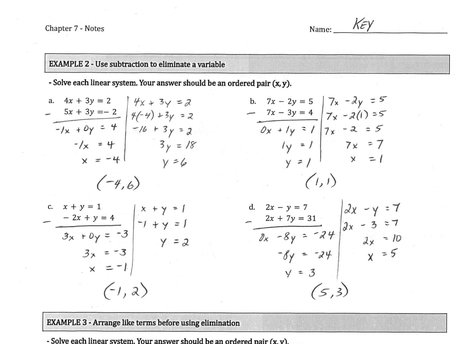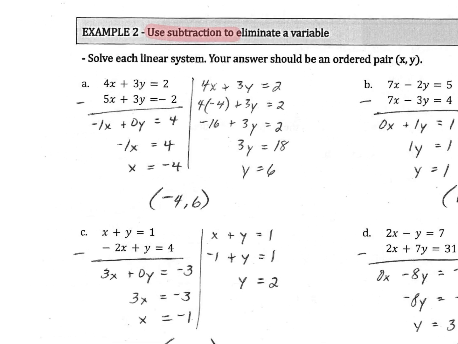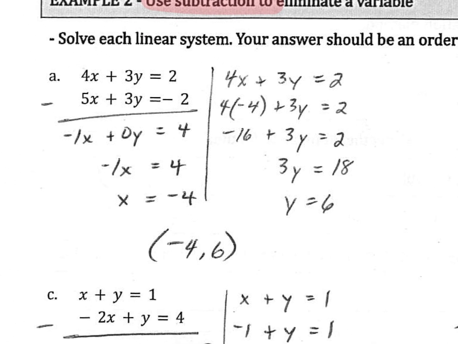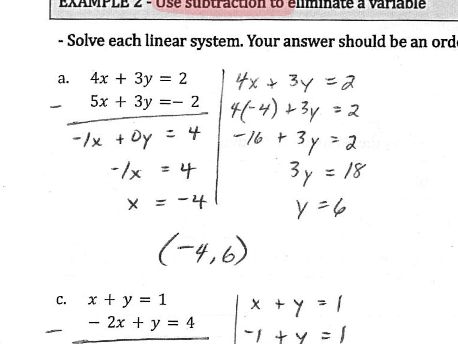So this example 2 says use subtraction to eliminate a variable. So before we were adding, this time we're subtracting. Let's zoom in on the first example and see why. Take a look at the two equations. Which letter has the same coefficient in front of it? The number in front of the letter, which one is the same?